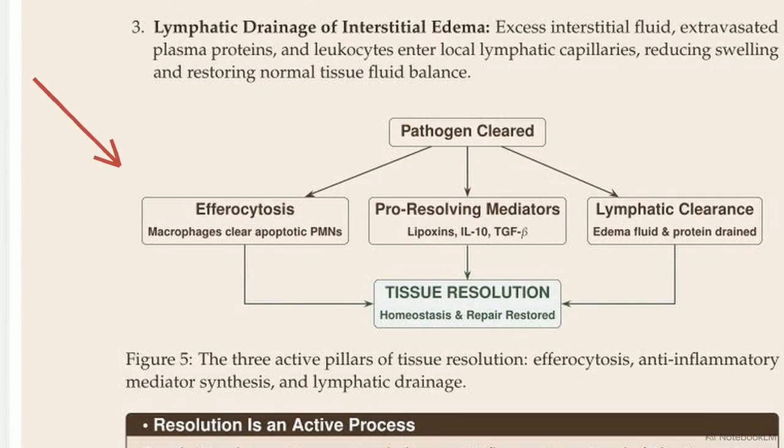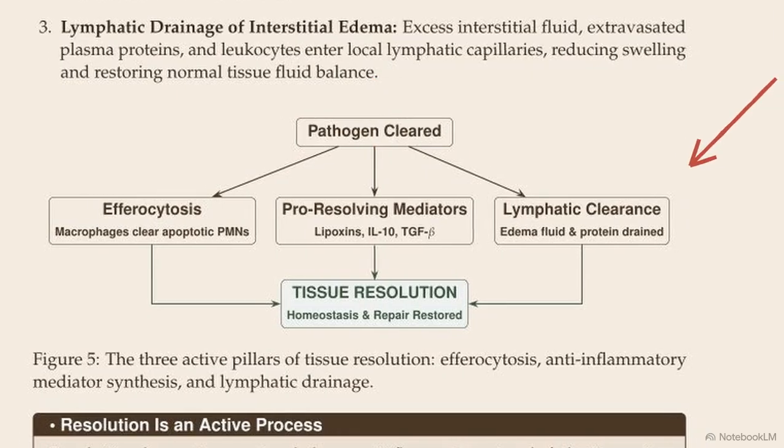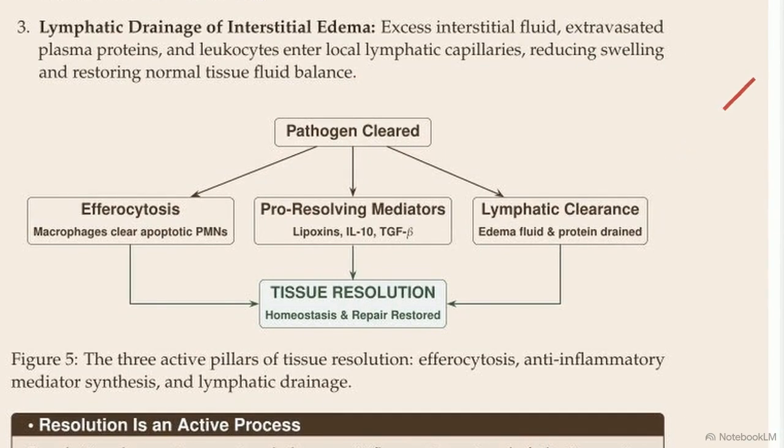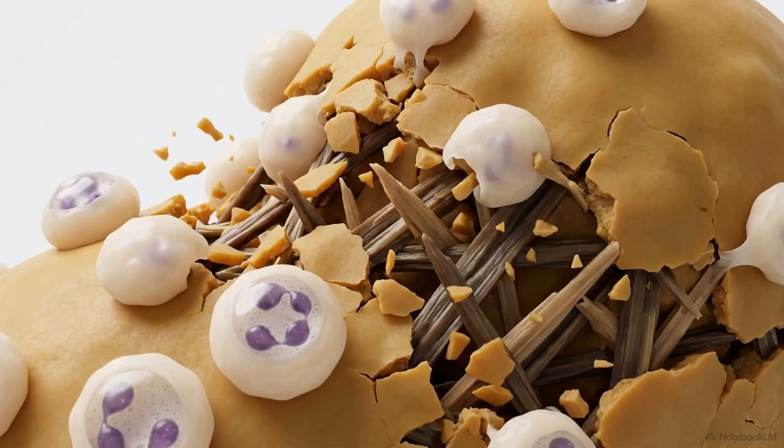Macrophages ingest apoptotic neutrophils, a process called efferocytosis, to prevent toxic enzyme spill. Simultaneously, local metabolism produces pro-resolving lipid mediators and anti-inflammatory cytokines like IL-10. Finally, lymphatic capillaries drain excess fluid to restore tissue balance. If these specific active shutdown mechanisms fail, the tissue remains locked in an inflammatory state. The host's own defense system continues to fire, turning a protective short-term response into a chronic disease process.